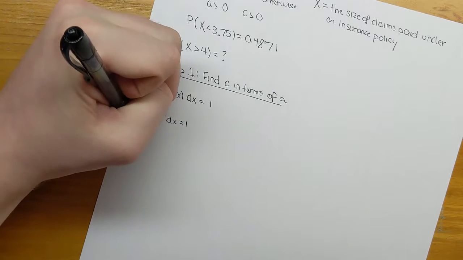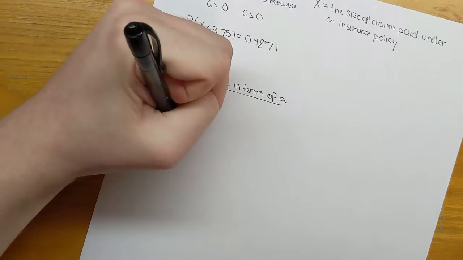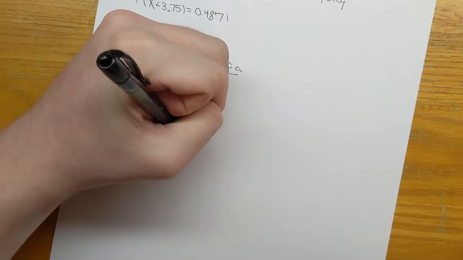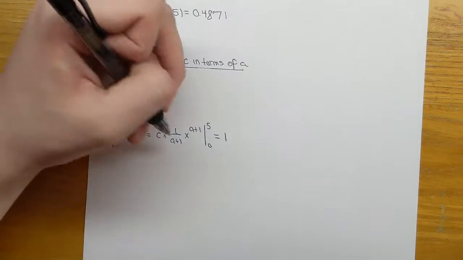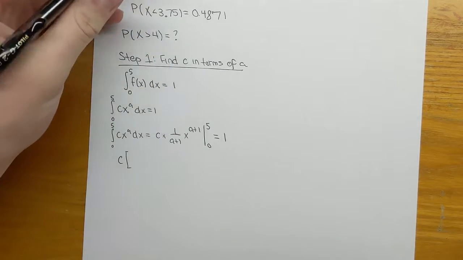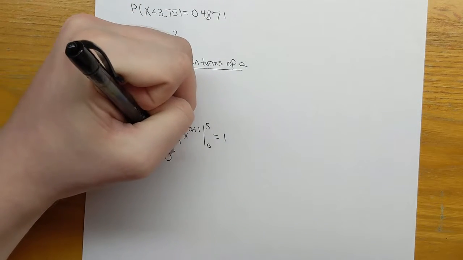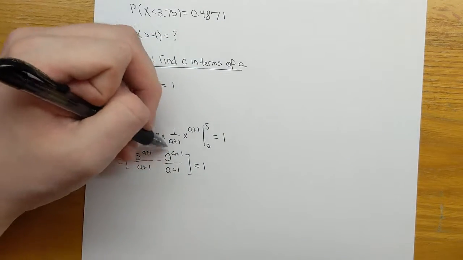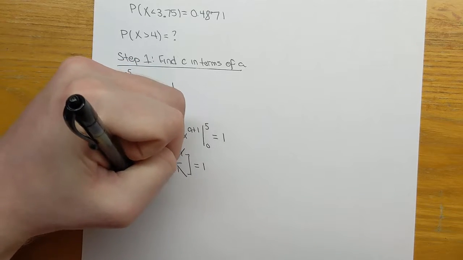This is a pretty simple integral. We can do that really quickly. This is going to be c times 1 over a plus 1, x to the a plus 1, evaluated from 0 to 5, that's going to equal 1. So now let's evaluate our bounds. I'm going to factor out a c, so that we can skip a step. We're going to have 5 to the a plus 1 over a plus 1 minus 0 to the a plus 1 over a plus 1. That's going to equal 1. Notice that this term, 0 to the a plus 1, 0 to any number is just going to be 0. So we're left with c times 5 to the a plus 1 over a plus 1 is equal to 1.